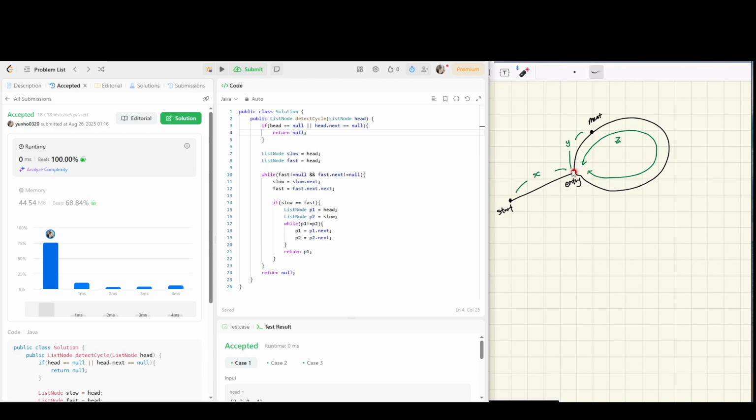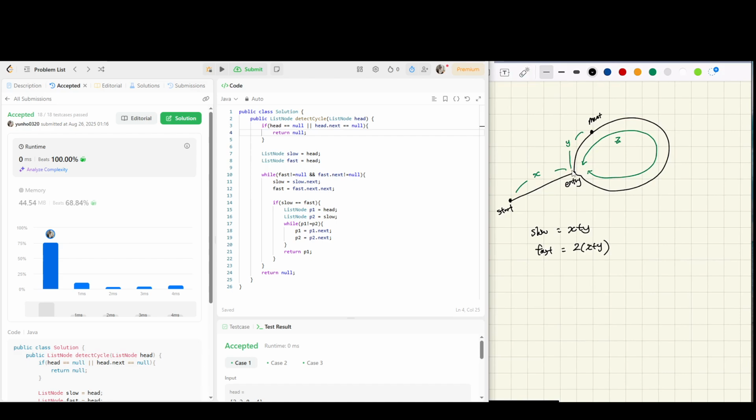When slow enters the entry, no matter where fast is in the cycle, it will catch up to it at this point here. It's not an arbitrary point, but what I'm saying is slow couldn't possibly have done a full loop and then met fast here. It's just not possible. So we do know that slow moved x plus y in total, and fast moved twice as much, because that's how we set it.